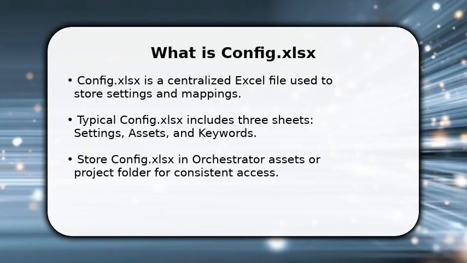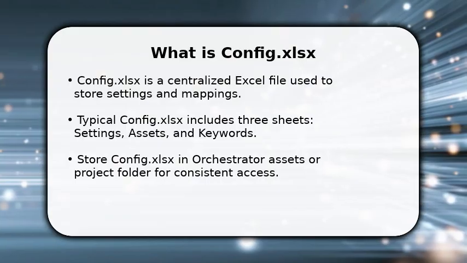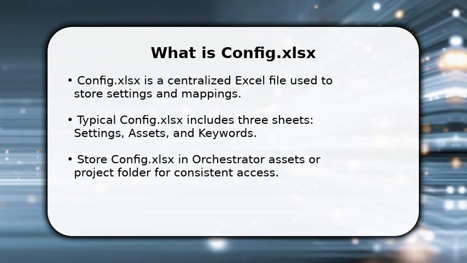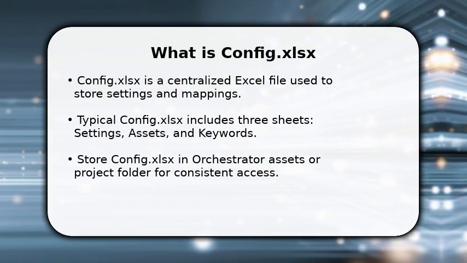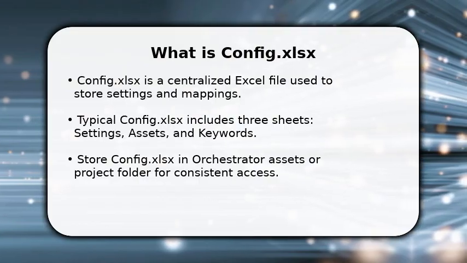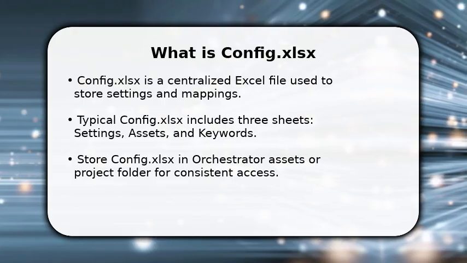A config.xlsx file centralizes settings, selectors, and values for your UiPath project. Place config.xlsx inside the project folder or upload it to Orchestrator assets for shared access. The file commonly contains 3 sheets: settings, assets, and keywords to separate configuration types.